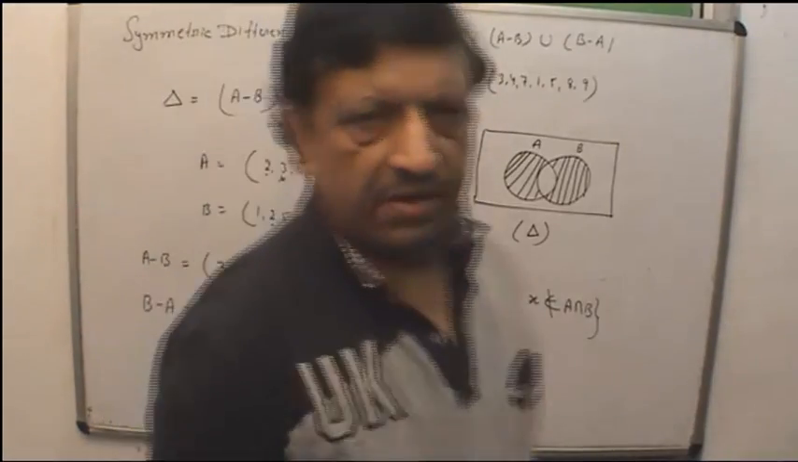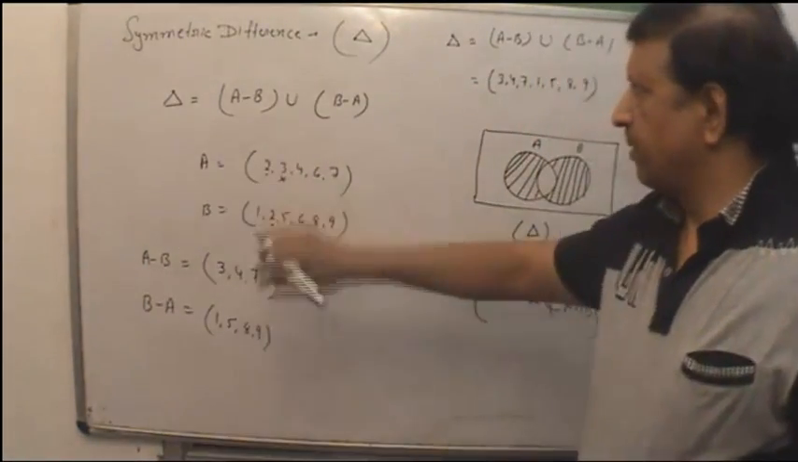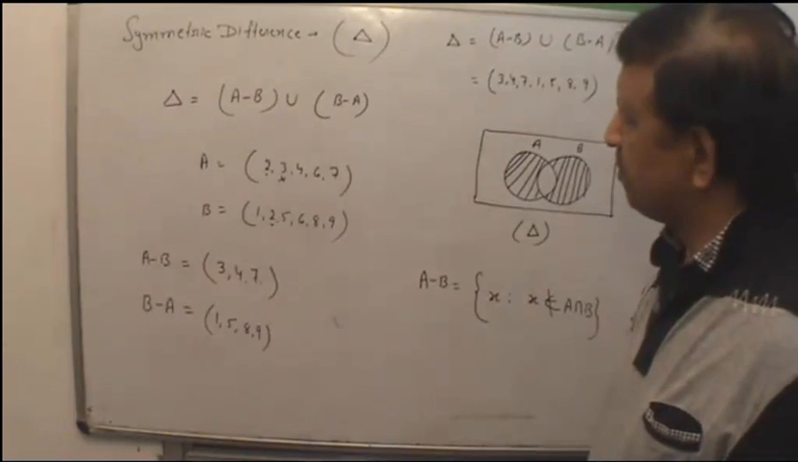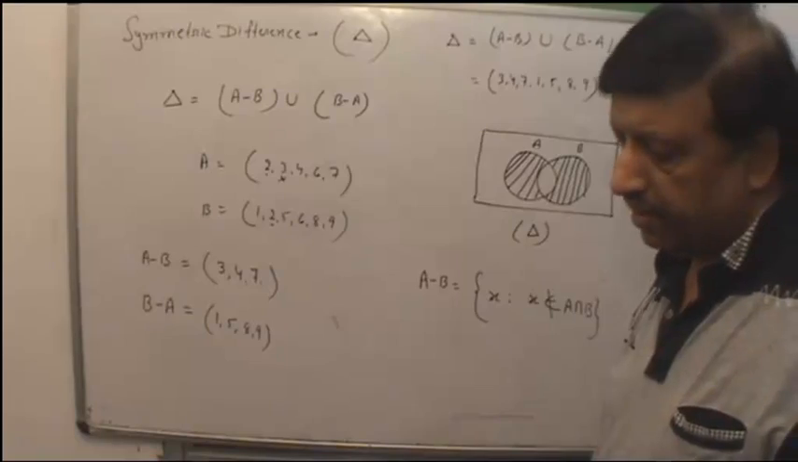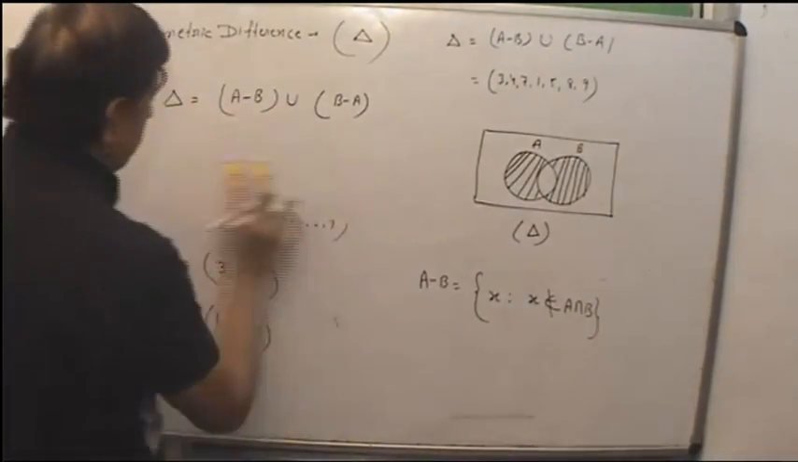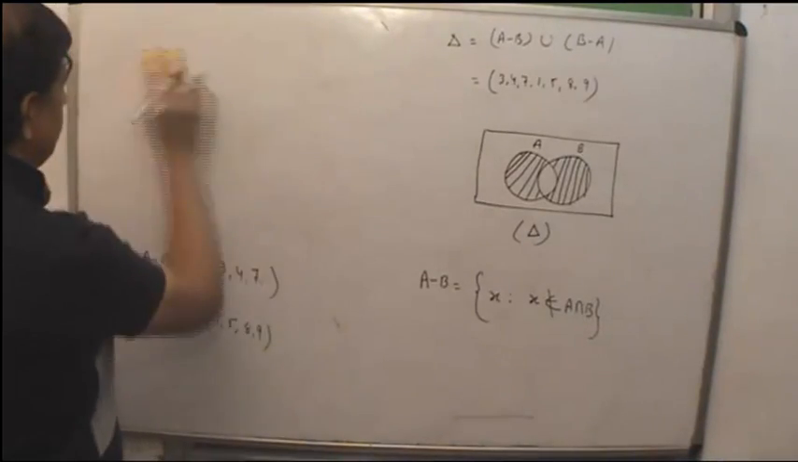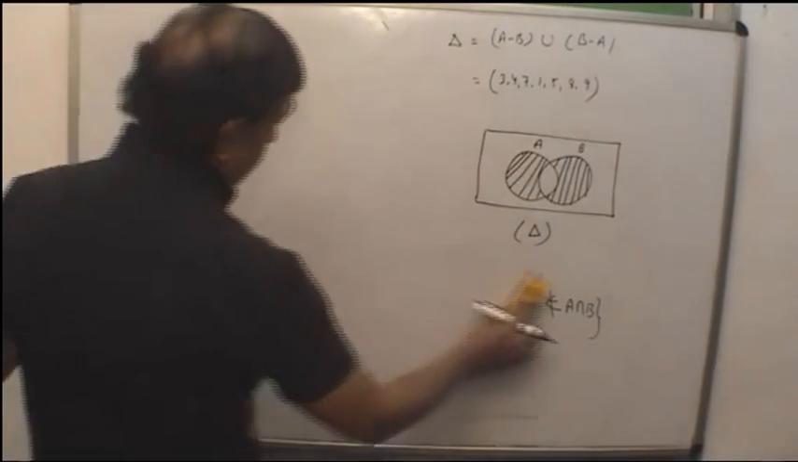These are the main three important definitions for the applications or the properties of the sets: union, intersection, and the symmetric difference. Now let us consider another concept, say complement of a set.